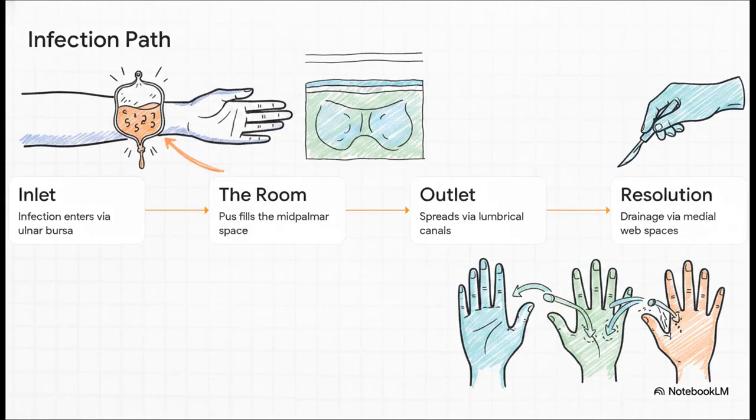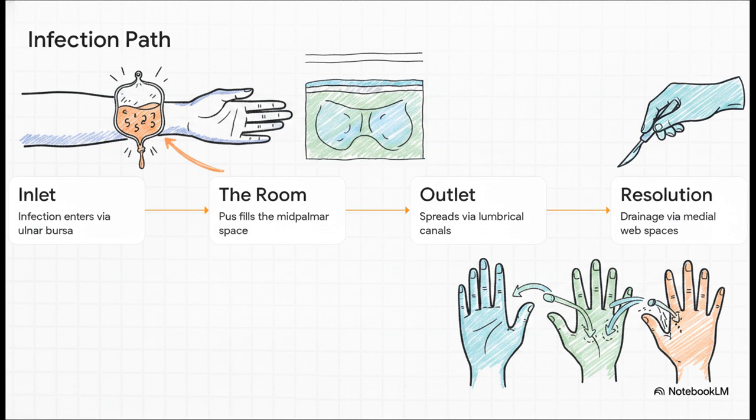Tracking the pathway of this infection step by step really shows you how the room fills up and eventually bursts. Step 1 is the inlet. The ulnar bursa, which is the synovial sheath enclosing the flexor tendons, is considered the primary inlet for infection into this space. If that bursa gets infected, it leaks right into our hidden room.